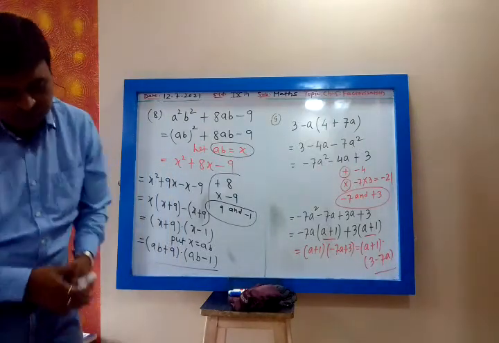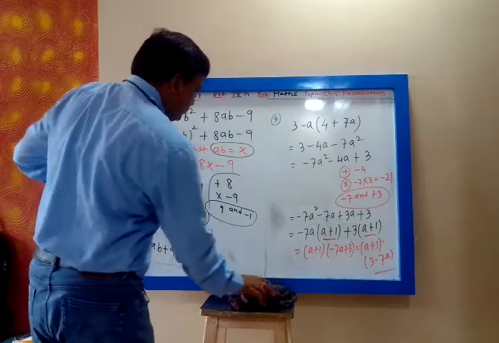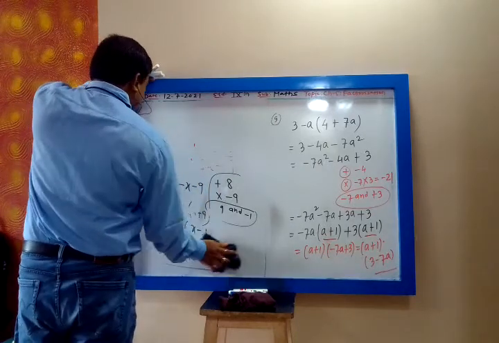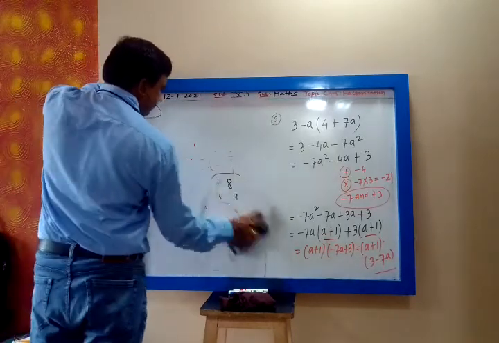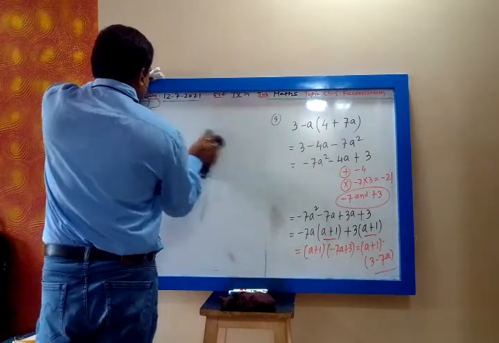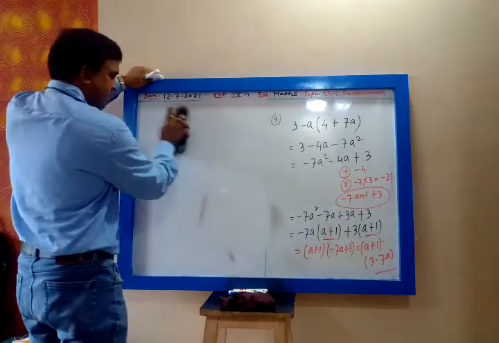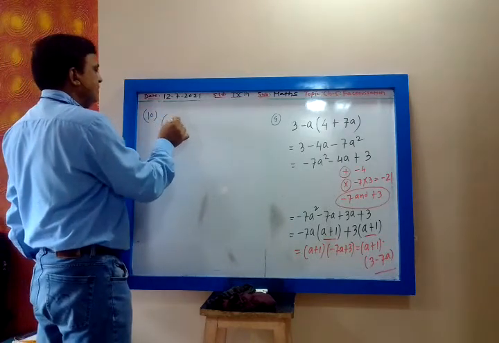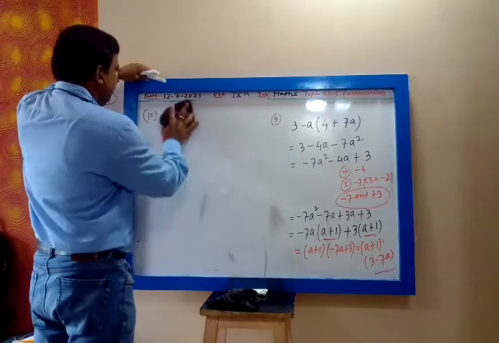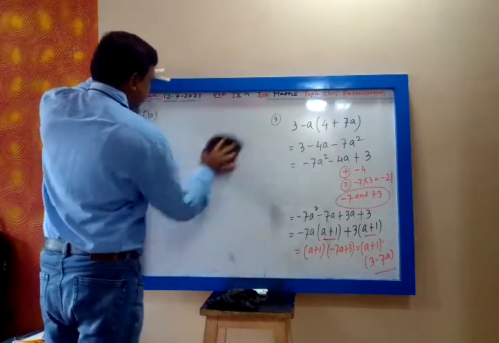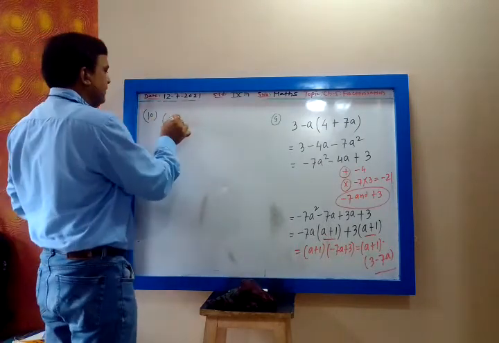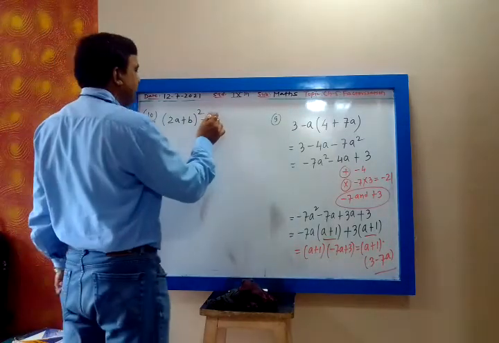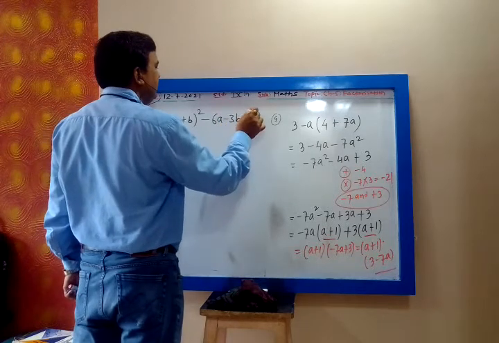Then 10th one, 2a plus b whole square, minus 6a minus 3b minus 4. Nothing to worry.